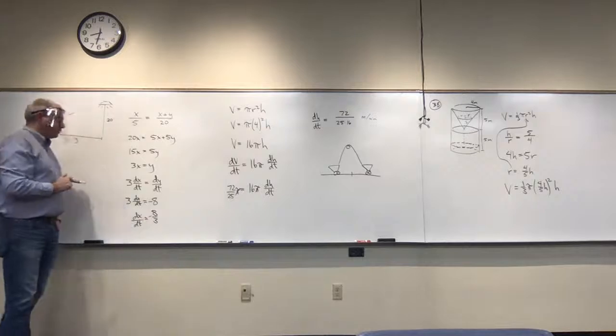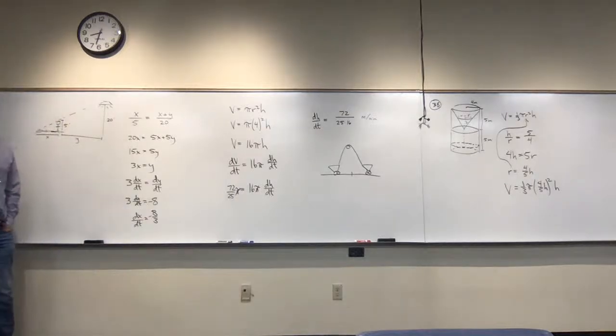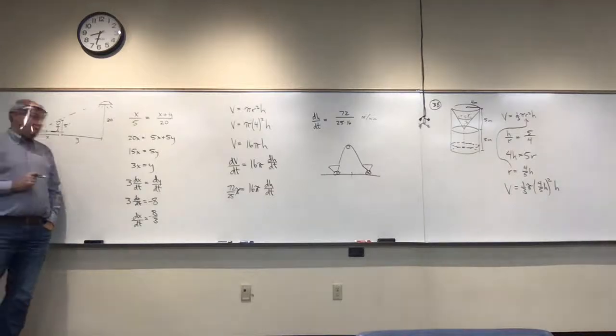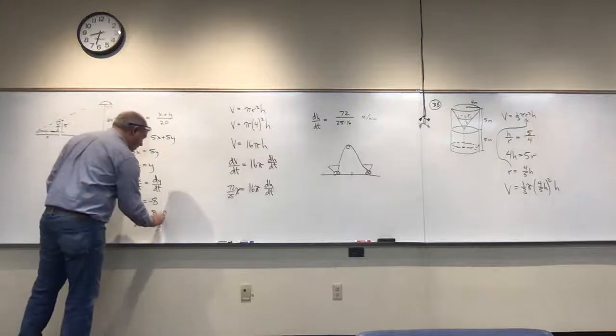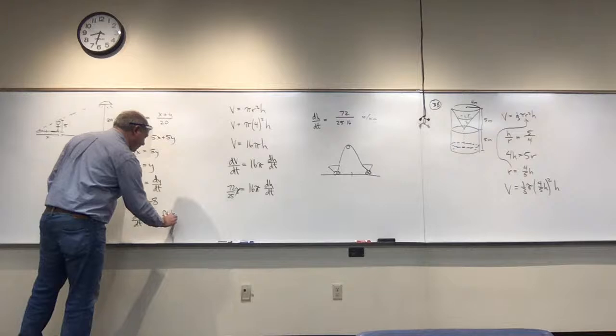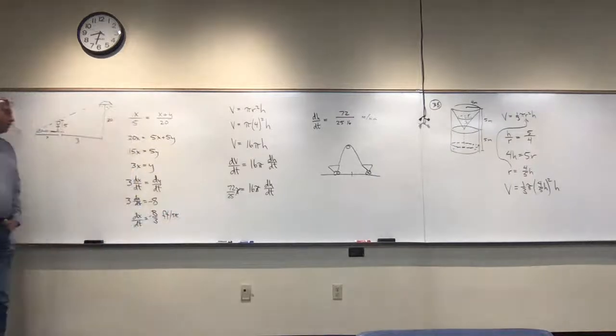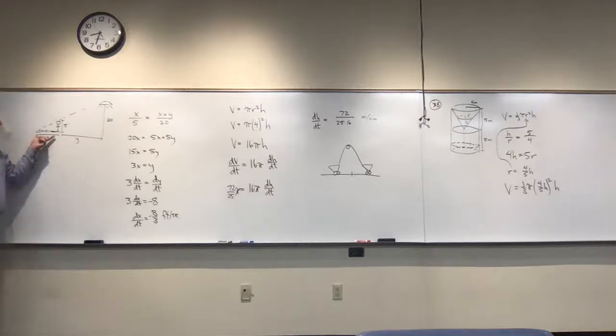I get -8/3. And what's the units on that? x is measured in what in this problem? Feet. And time? Is it measured in seconds? Okay, feet per second. And so that's telling me that the shadow itself is shrinking at a rate of -8/3 feet per second as she walks towards the streetlight.